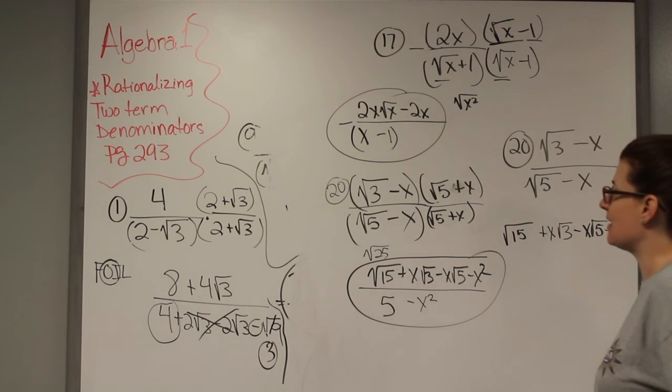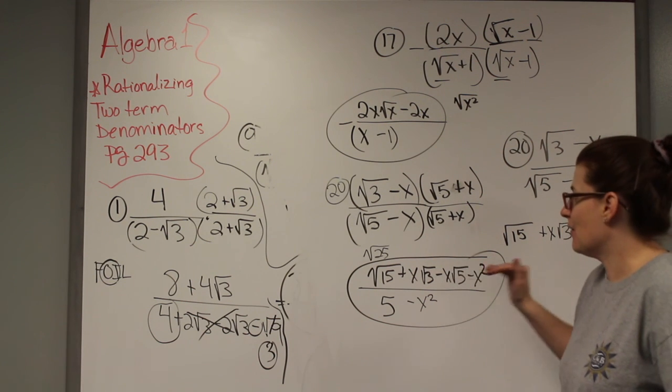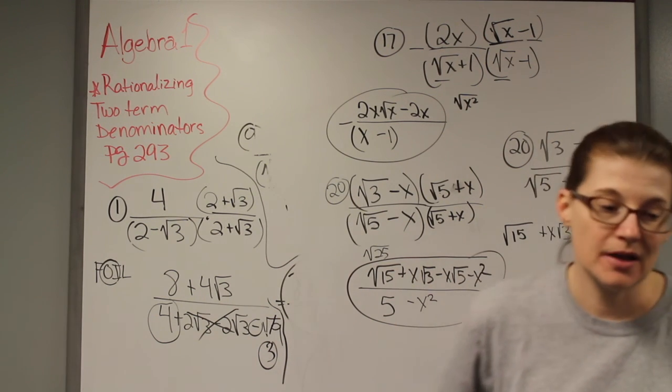That's about as complicated as it's going to get today. Remember, you can skip the O and the I on the bottom part, just not on the top part. If you need to FOIL it, you have to FOIL it all the way.